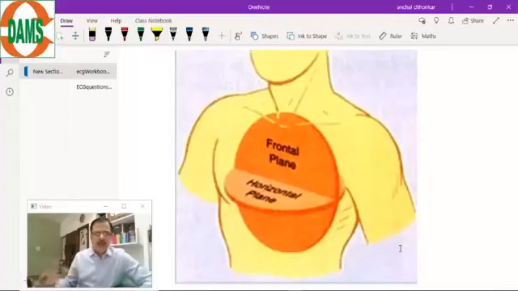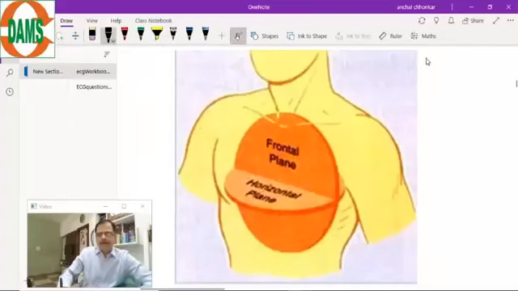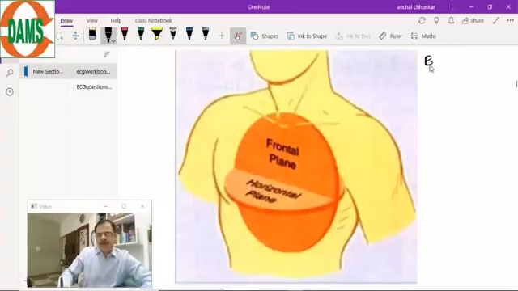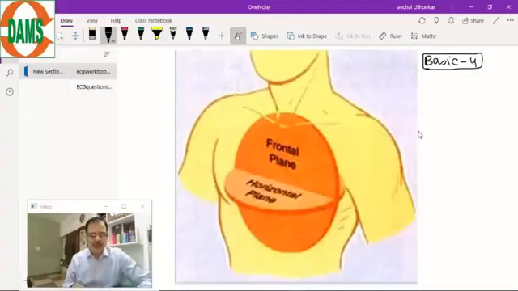Now coming to the basic number 4 of the ECG. So before writing it down, let's see and visualize the heart and visualize the electrical activity of the heart.